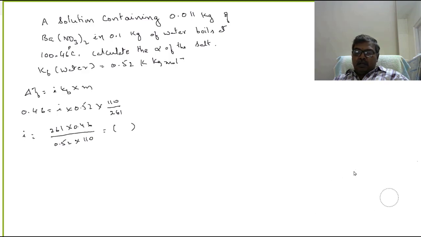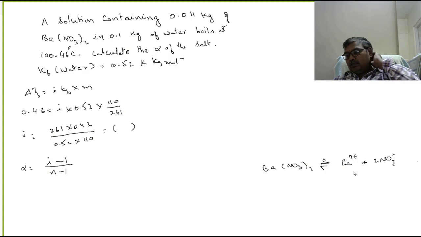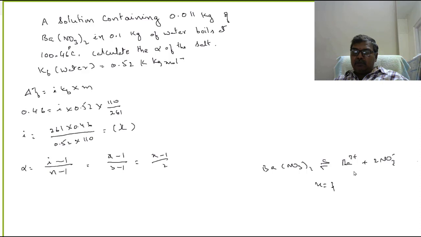Right? Now, alpha equal to I minus 1 by n minus 1. Barium nitrate ionized as Ba2 plus and 2NO3 minus. So, n value is 3. So, therefore, say this is x value, x minus 1 by 3 minus 1, x minus 1 by 2. So, simplify this, you will get the answer, and the answer given in the book is 0.55. This is the answer.